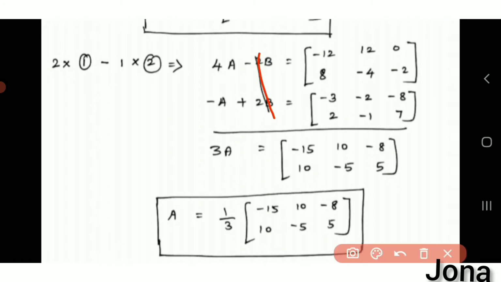So 4A minus A is 3A, and then we have to add these two. That means minus 12 minus 3 is minus 15, 12 minus 2 is 10. Here 0 minus 8 is minus 8, and then 8 plus 2 is 10, minus 4 minus 1 is minus 5, minus 2, 7 is 5. So we have the value of A equal to 1 by 3. The 3 will go to this side, that is 1 by 3 into the matrix there. So this is the element of matrix A.